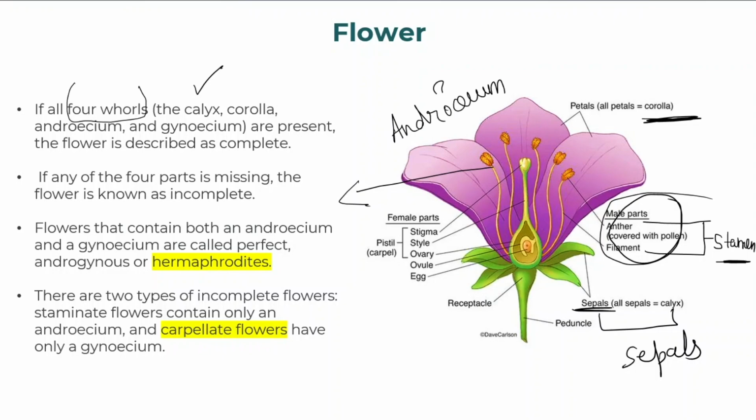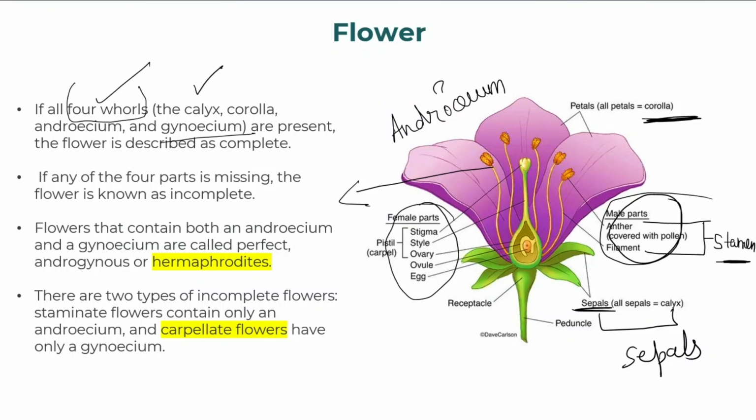And this whole female part, the stigma, the style, the ovary, they all together are known as gynoecium. So as you could see, the flowers are together made up of four whorls: sepals, corolla, androecium, gynoecium. And this is how we describe a complete flower.